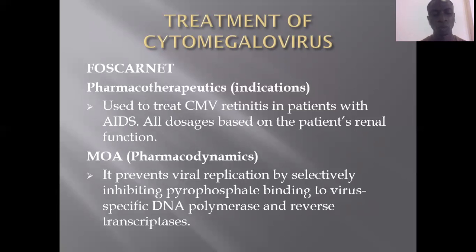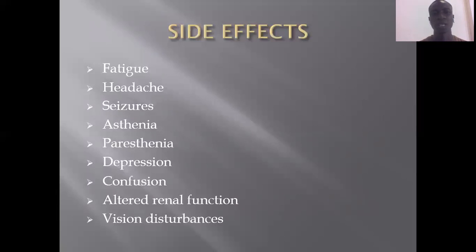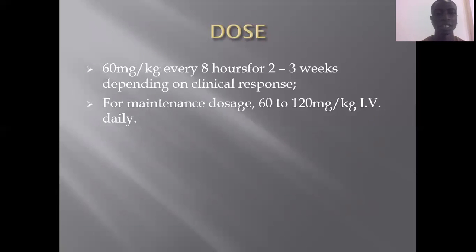Mode of action: it also inhibits the replication of the DNA. So it prevents viral replication by selectively inhibiting the specific DNA polymerase which is responsible for replication of the virus. Side effects: we have fatigue, headache, seizures, depression, confusion, altered renal function, visual disturbances. Dose is 80 milligrams per kg body weight for 2 to 3 weeks, depending on clinical response. For maintenance, the dose is 50 to 120 per kg body weight.